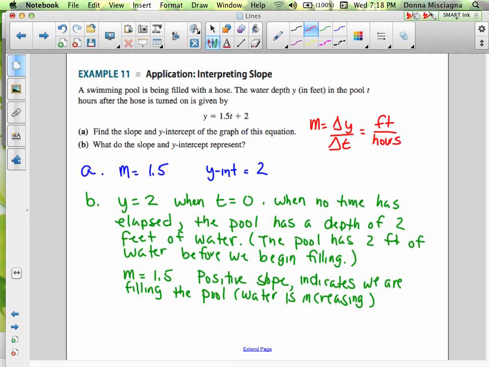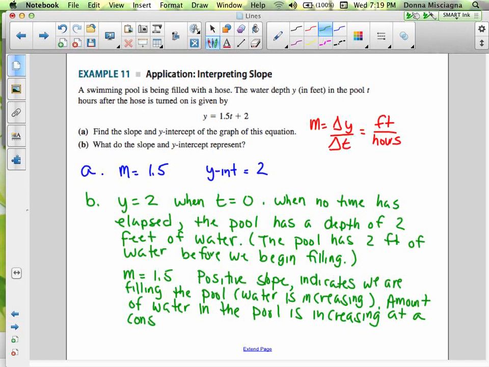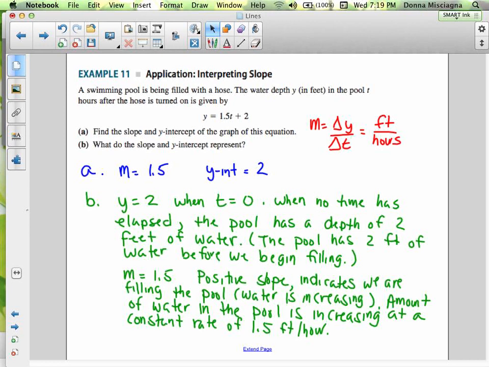Right, so we are filling the pool, so the water is increasing. The amount of water in the pool is increasing, in this case at a constant rate because this is a linear function, at a constant rate of 1.5 feet per hour. All right, and there we go.